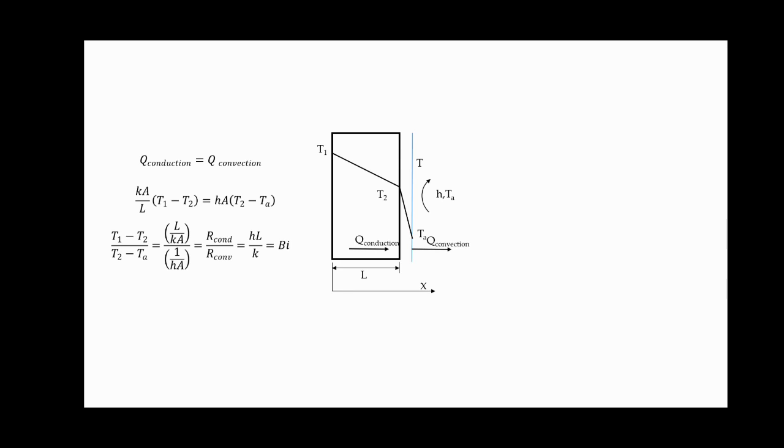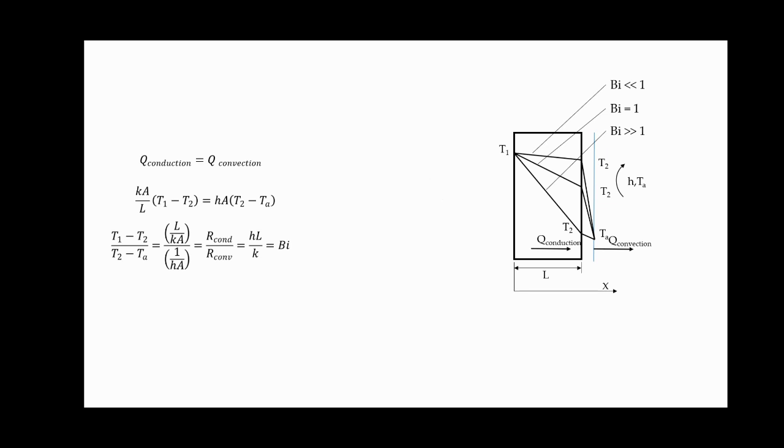This ratio determines whether or not the temperature inside a body will vary significantly with respect to spatial coordinate. If the Biot number is less, then the variation of temperature within the solid body, that is T1 minus T2, will be smaller. So the temperature distribution within the solid will be uniform. In this diagram, you can see that we have plotted temperature profile for three cases: when Biot number is very much lesser than 1, when Biot number is equal to 1, and when Biot number is greater than 1.